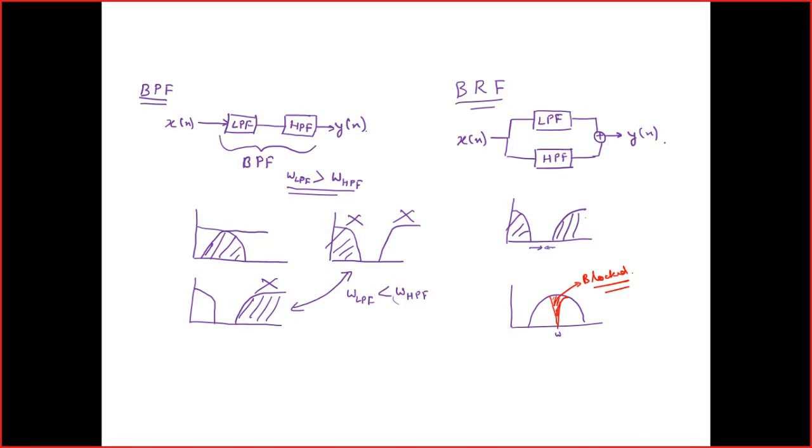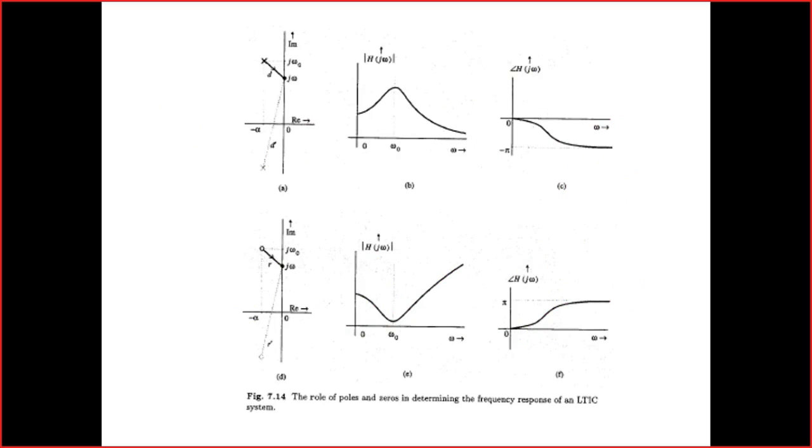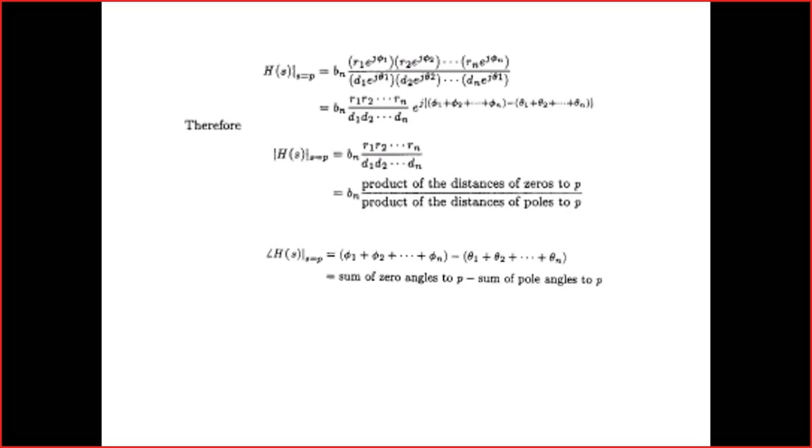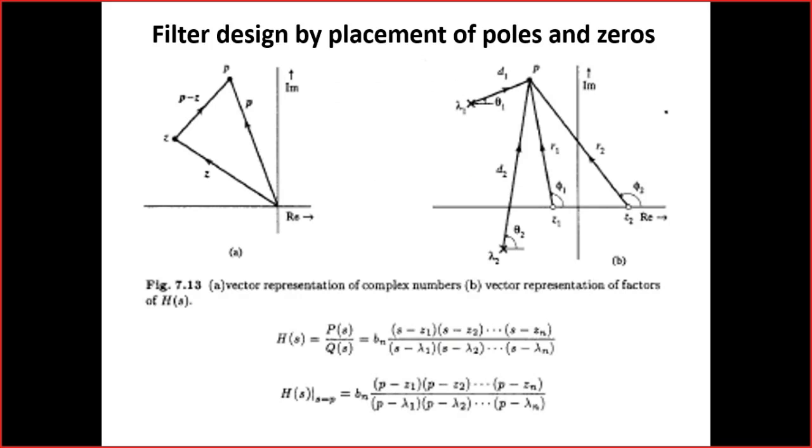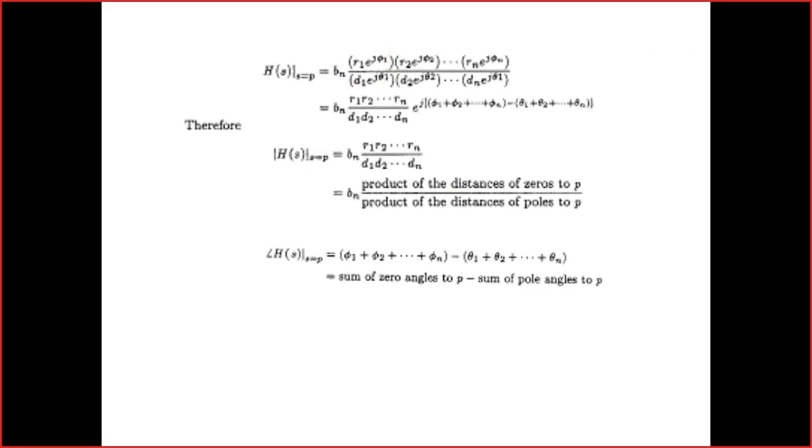So, good morning, everyone. In our last class, we discussed how to design filters by the placement of poles and zeros in the S-plane. Then we discussed how the positioning of the poles and the zeros affect the amplitude response, and also how they affect the phase response of a given filter.